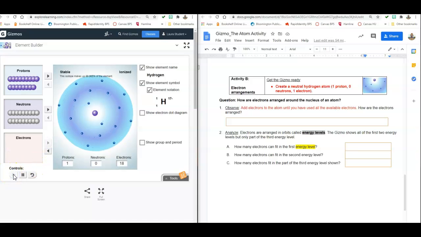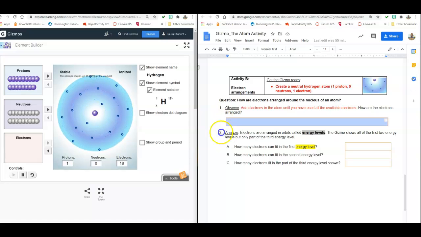All right, so how are these electrons arranged? Are they random, or is there some order to it? We don't really need to pay too much attention to how they're moving, but how they're arranged. Type your observations in where it says number 1. All right, number 2 says analyze. We're going to take a look at how exactly the electrons fit in here.